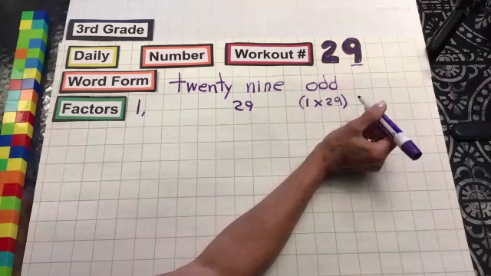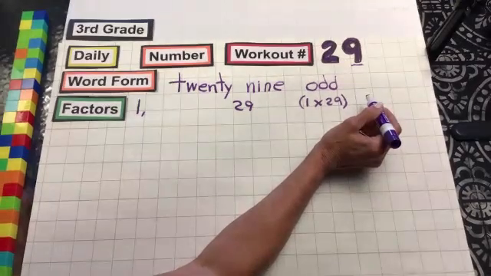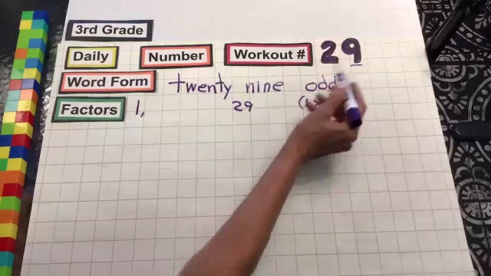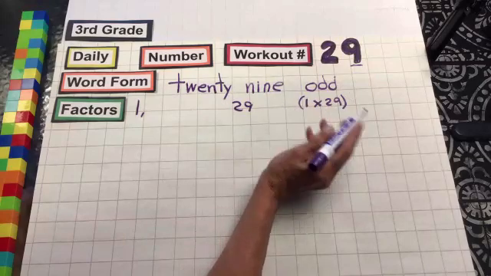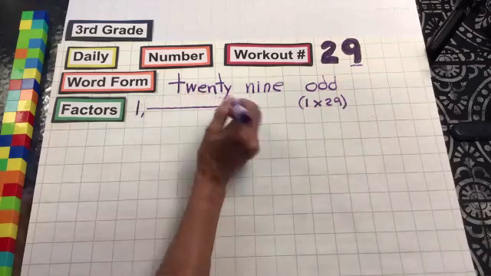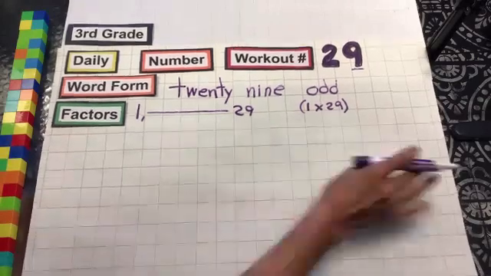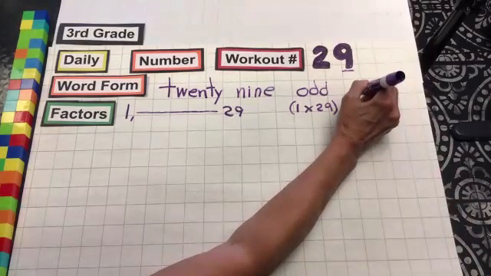10 doesn't go in evenly. 11 doesn't go in evenly. That would be 22, 2 11s. 2 12s would be 24, 2 13s would be 26, 2 14s would be 28, and so on. So guess what? The only factors of 29, the only way you can multiply to get 29, is 1 times 29. So guess what? It is prime.